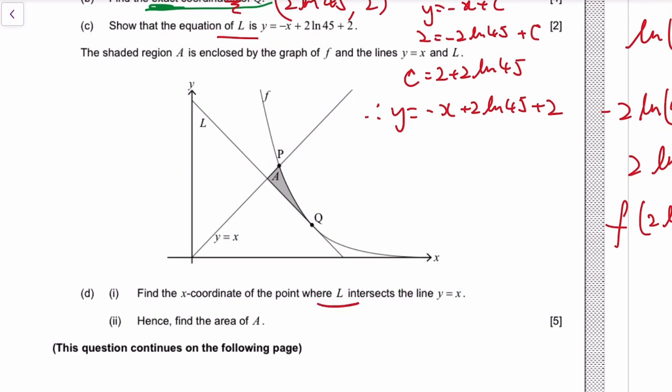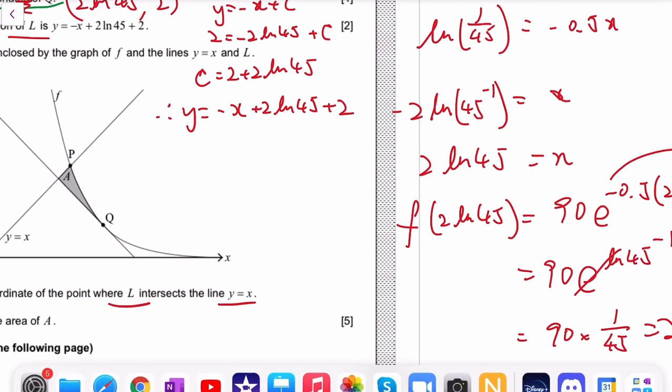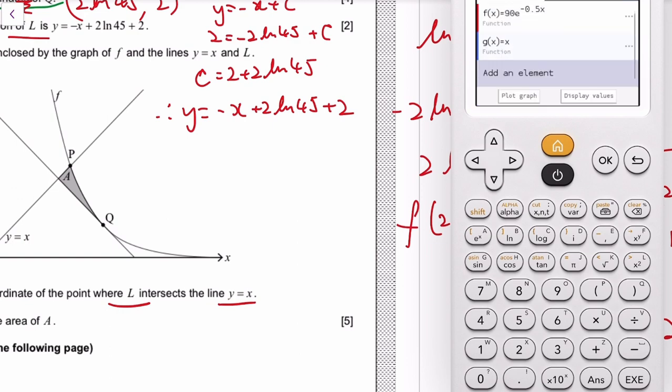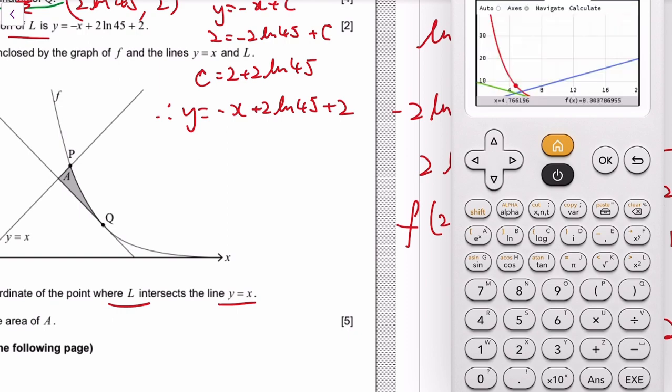Find a point where L intersects with that line, so that's GDC time again. So we will graph that, I guess. So another graph, add another graph, negative x plus 2 ln 45 plus 2. So let's plot that. It's kind of like that.